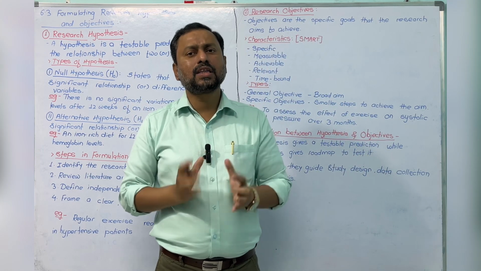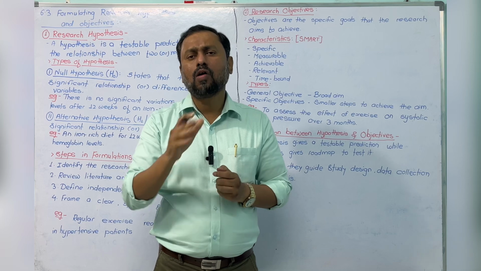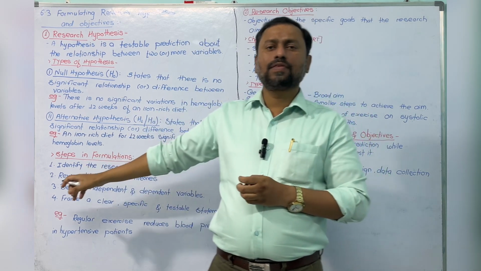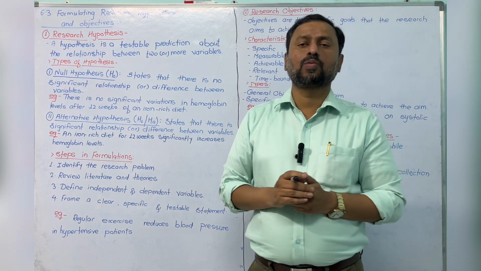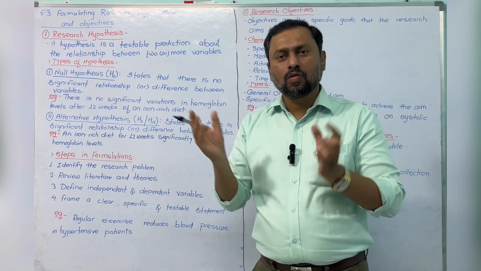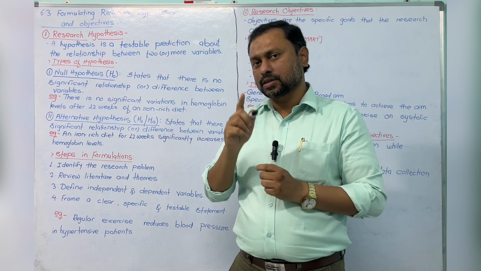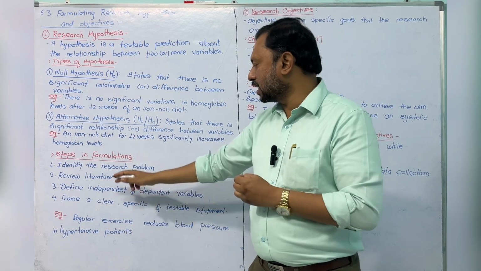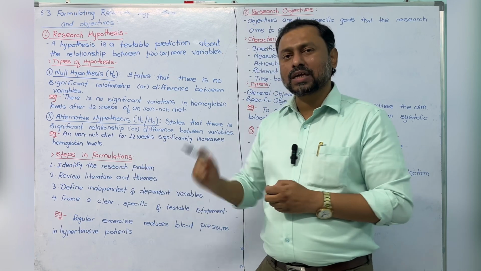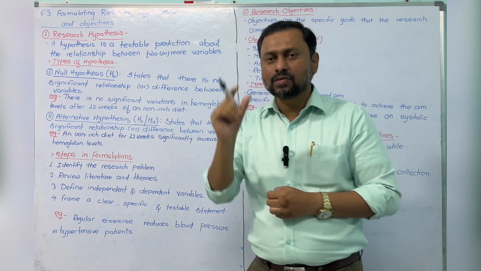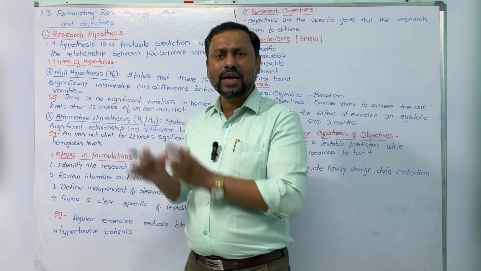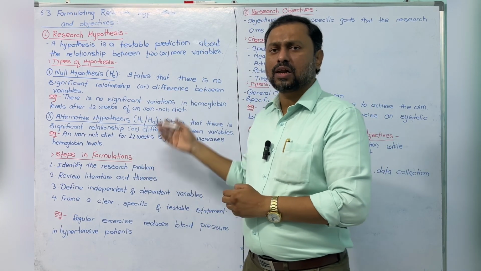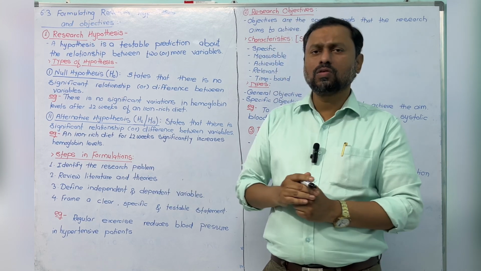Now, formulating the hypothesis. Step by step, how do we formulate, how do we make a hypothesis? The first step is to identify the research problem. While you are making the hypothesis, first identify what you actually want to prove. You have to know the research problem clearly. Next one is the review of literature. For that problem, that drug, you have to read thoroughly in the literature, like research papers, journals, or old textbooks.